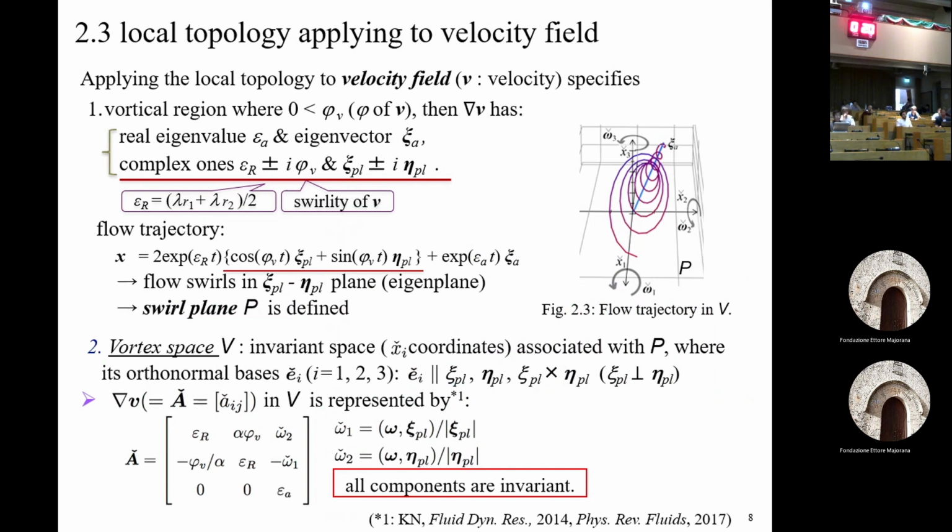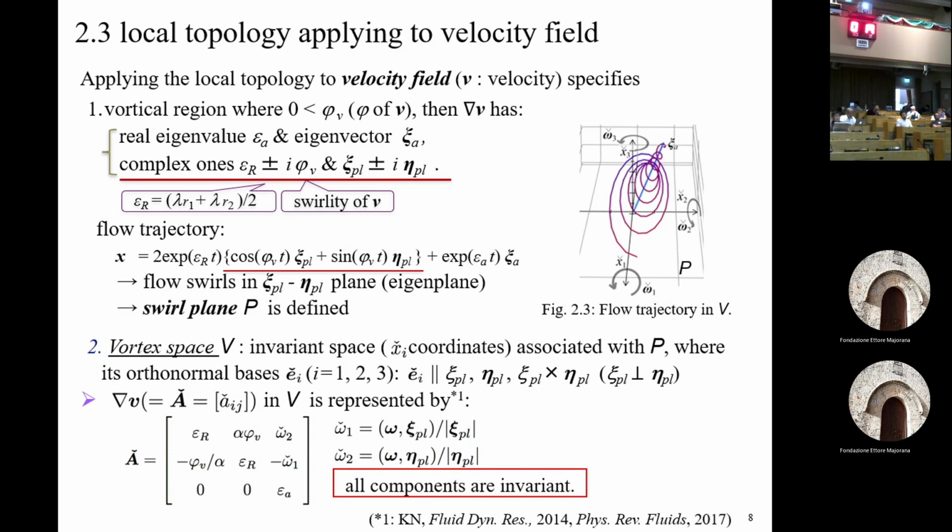Applying this local topology to the velocity field specifies a vortical region where the swirlity of the velocity is positive. In that case, the velocity gradient tensor has one real eigenvalue and complex conjugate eigenvalues, say epsilon r plus or minus i phi v, where phi v is the swirlity of the velocity, and corresponding eigenvectors xi PL plus or minus i eta PL. Then the flow trajectory can be represented by this equation.